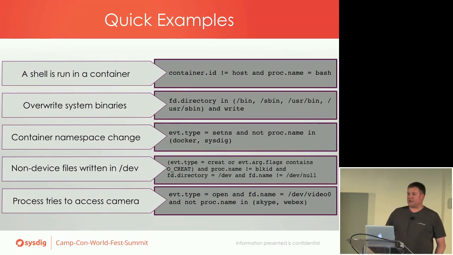But another way to make sure that nobody's got access to your camera and you don't know it is to do it like this. So is somebody trying to open a file, and the file is your video device, /dev/video, and is the name of the process not one of the processes that you would expect to be doing that? So if it's not Skype or WebEx or whatever your favorite is, that's a suspicious activity, and that's something you want to keep an eye on.